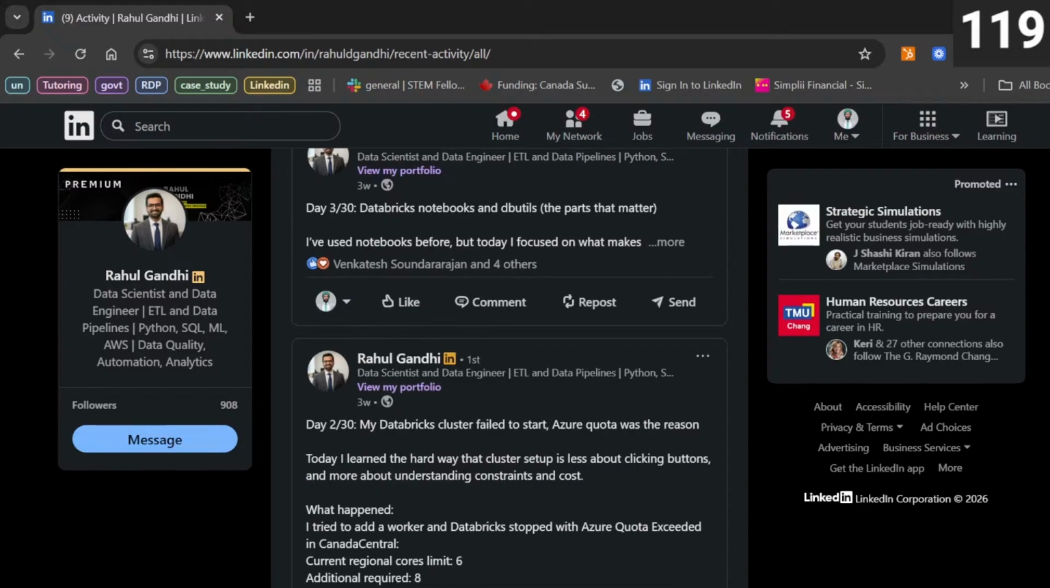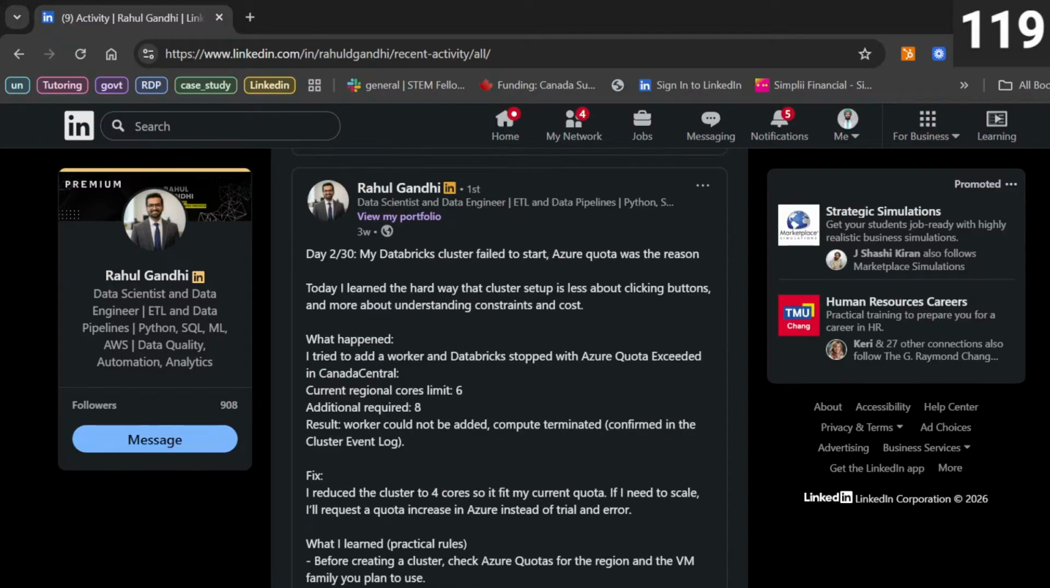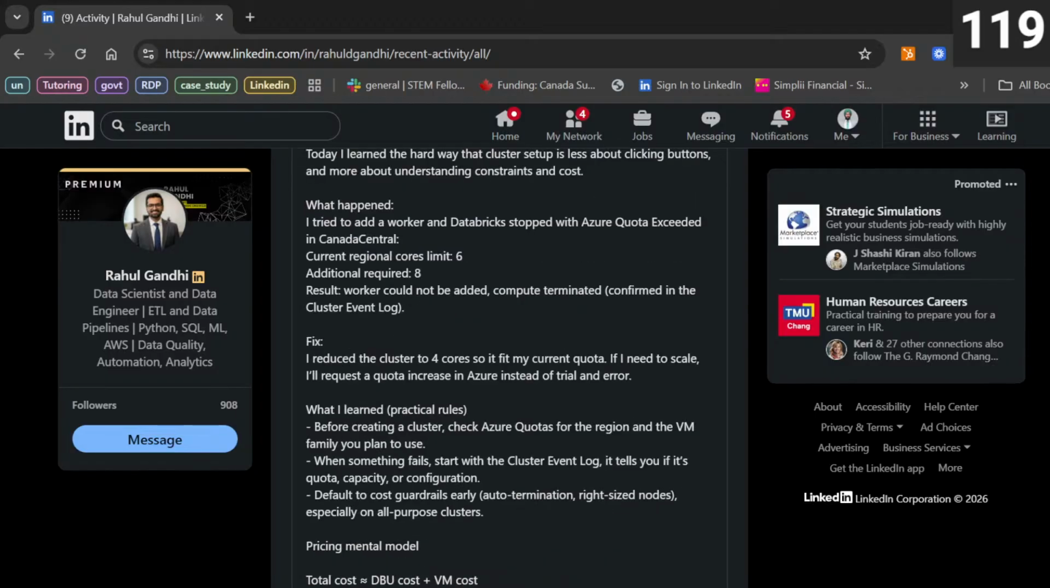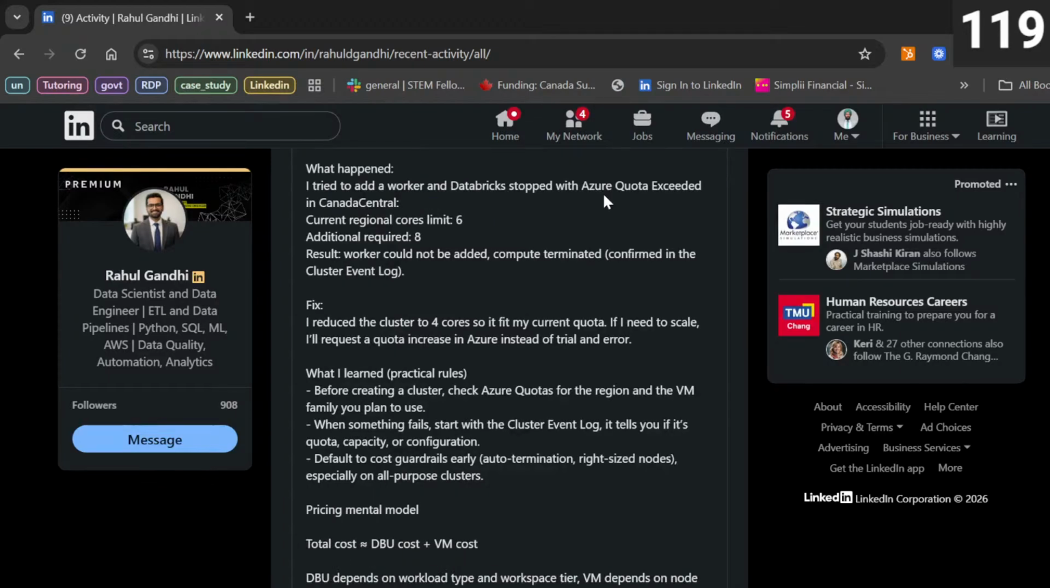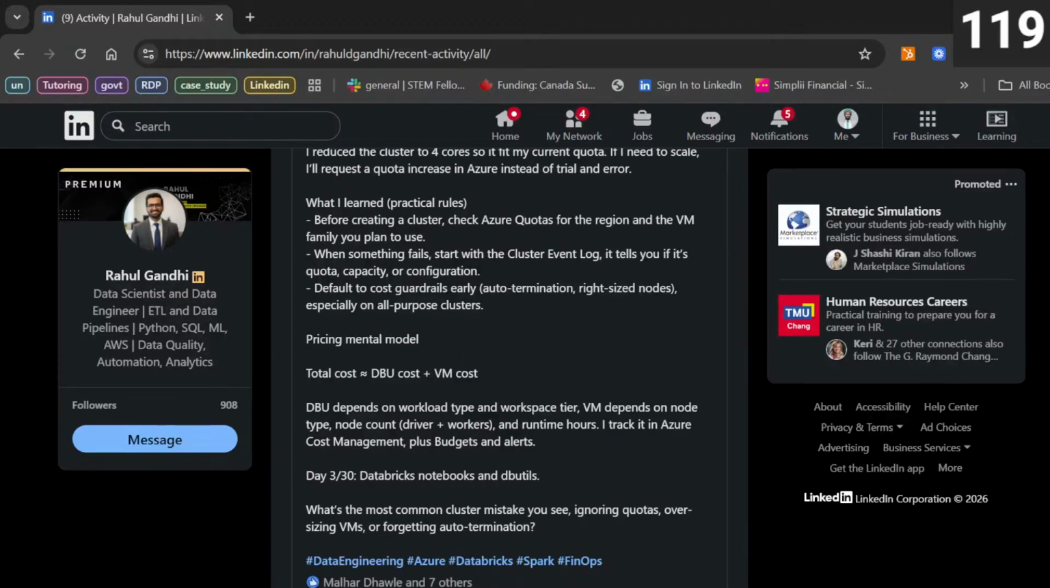On his day two, he talked about a Databricks cluster failing to start. The Azure quota was the reason. He said he learned the hard way that cluster setup is less about clicking buttons, more about understanding constraints and costs. He tried to add a worker in a Databricks job, but his quota was exceeded. Okay. He reduced the cluster to 4 cores. So if it's the quota, before creating a cluster, check Azure quotas for the region and the VM family you plan to use. If something fails, start with the cluster event log, which tells you the quota, capacity, or configuration issue. Pricing mental model: there's a total cost, which is the DBU cost plus the VM cost.